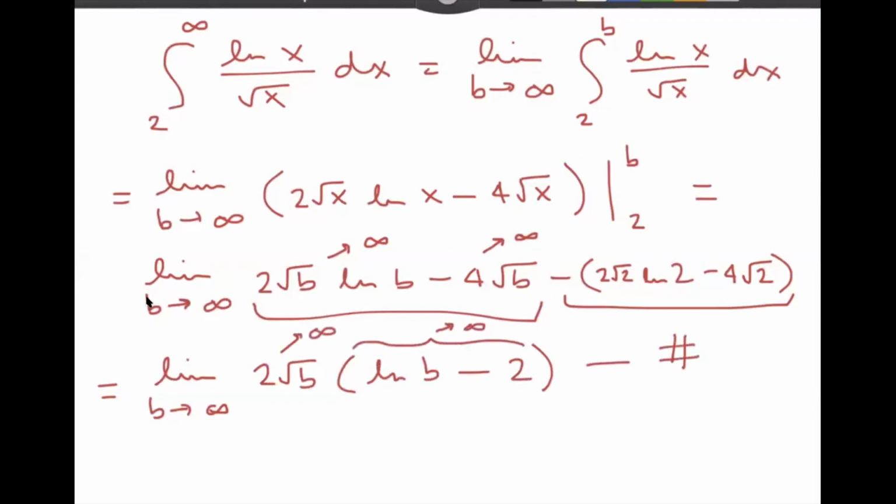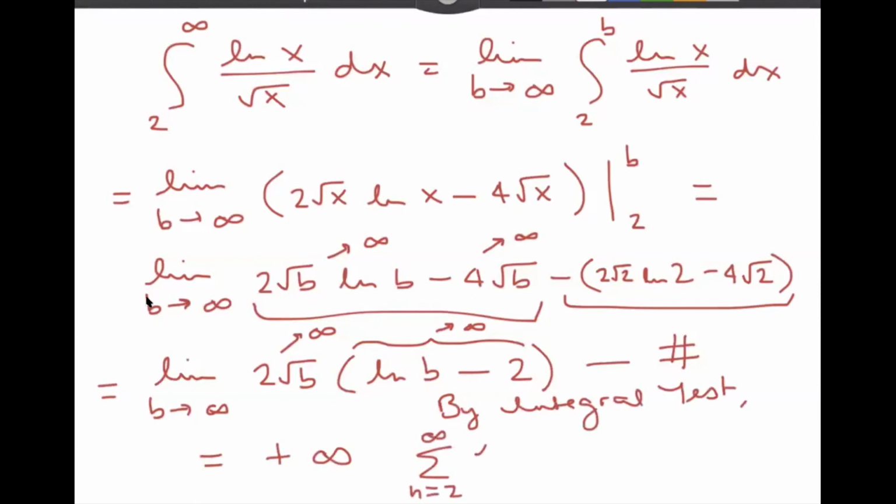Infinity times infinity is not an indeterminate form, it is infinity. So this limit is infinite, and therefore by the integral test, the series n equals 2 to infinity, natural log n over the square root of n diverges.